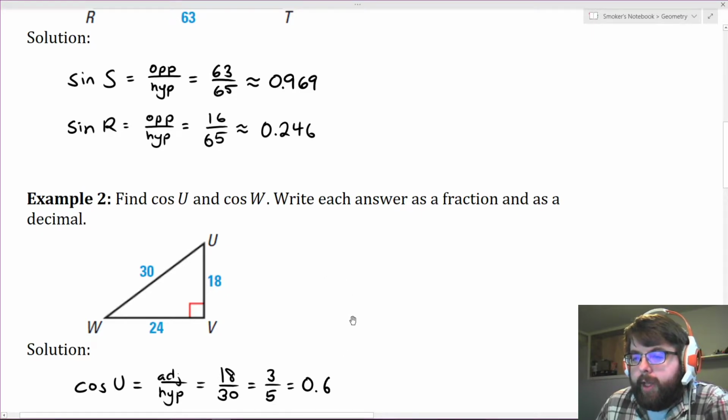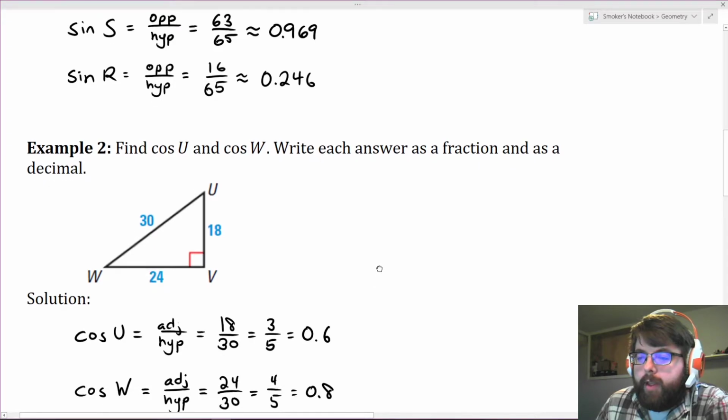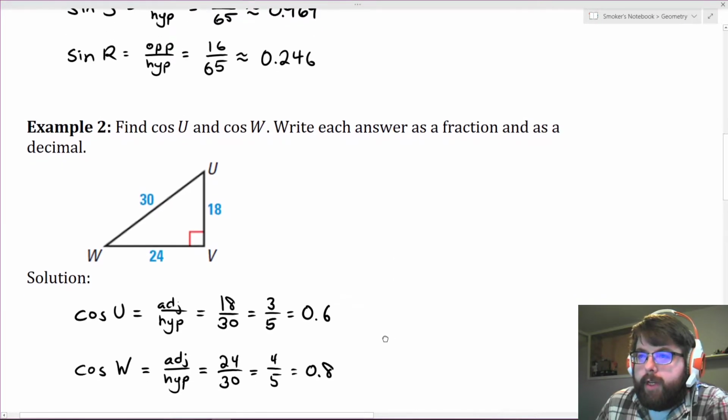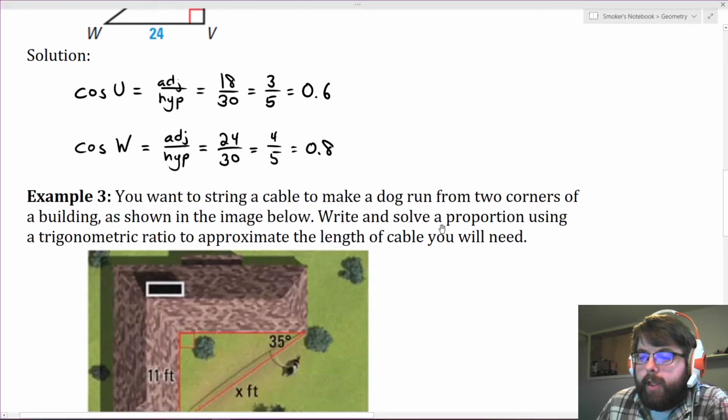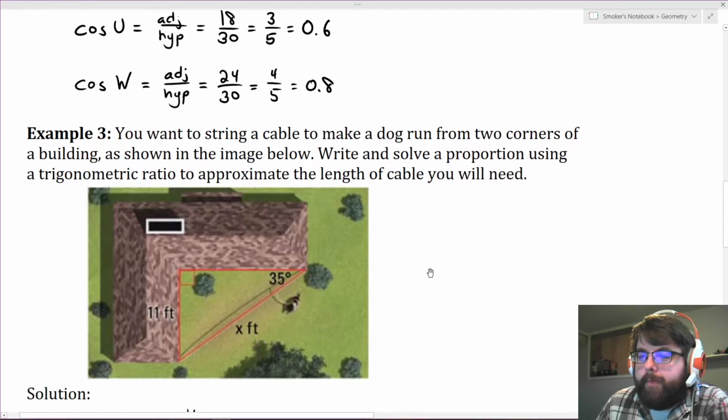Don't even need your calculator for that. Okay. Cosine of w, so now we're switching to this angle, because the angle that we're looking at is very important. Cosine, the adjacent for w is 24, and it's going to be over 30. The hypotenuse stays the same, which is 4/5, 0.8. You don't even need your calculator for that. So either of those. All right, example 3, word problem.